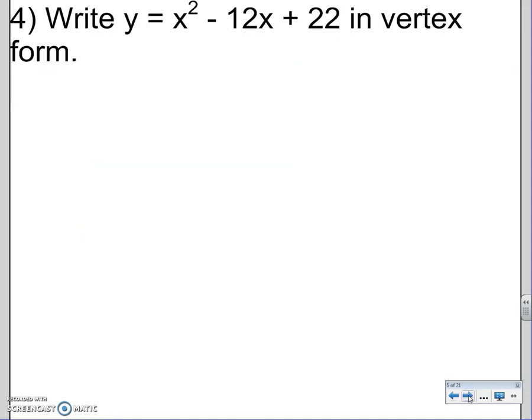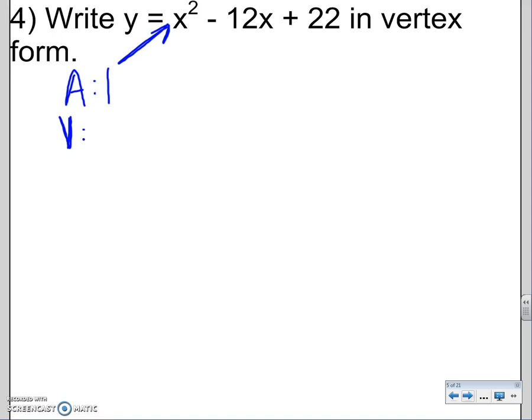Write y equals x squared minus 12x plus 22 in vertex form. Remember, we need the vertex for vertex form. To find the vertex, we need a, h, and k. So we need A, H, and K, which is the vertex. So I'll say A and V. Alright, we know A. A is 1. It's the same A as up there. That's the shortcut.